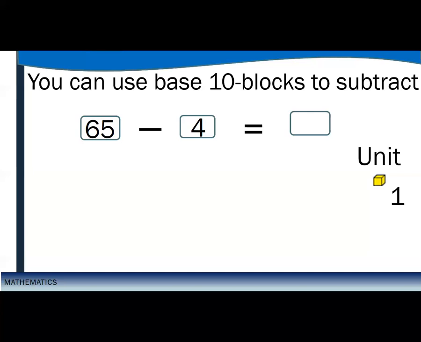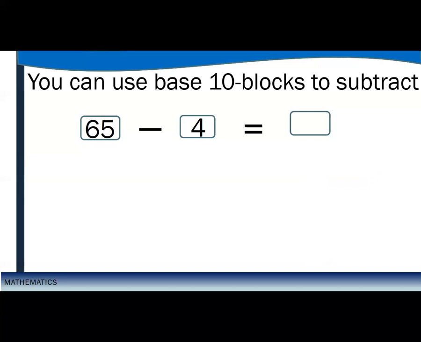Now time for our second base 10 block. This base 10 block is called a long. It is used to represent tens. And 1 long has a value of 10. Now, using base 10 blocks to show 65, subtract 4. First, we will show 65. Then, subtract 4 from 65.